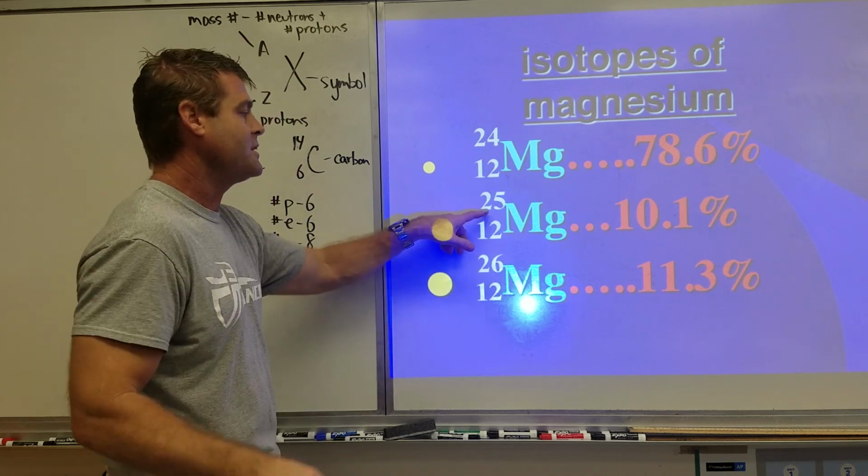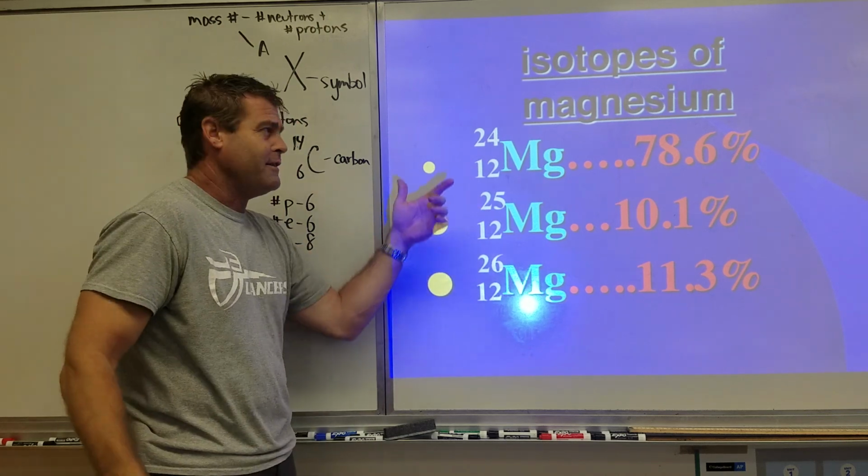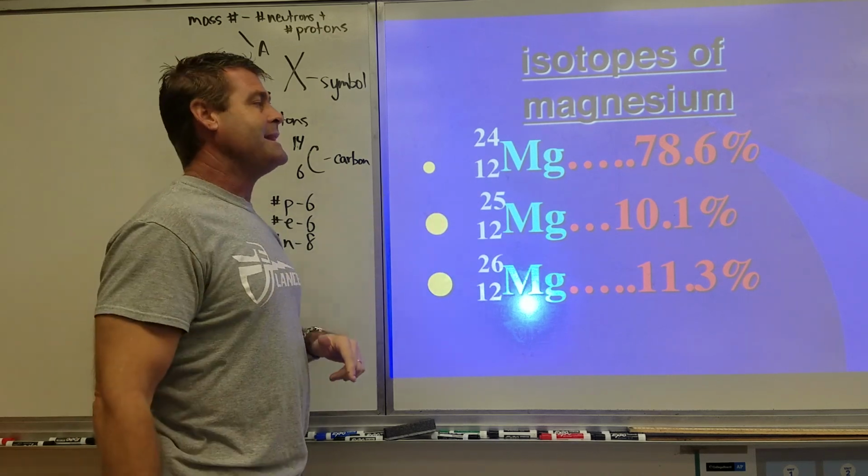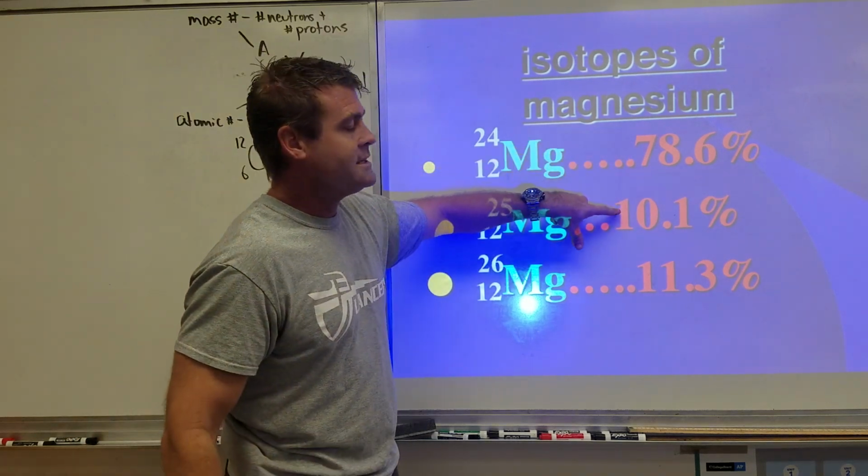You divide by 3, I'm sorry, you're going to get 25. And some people could just do that in their head. They're like, well, it's 24, 25, and 26, obviously, and the average is 25. Yes, but that's only if these were all in the same percent abundances.